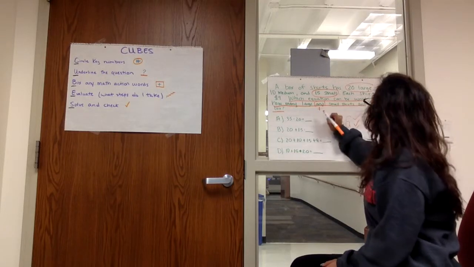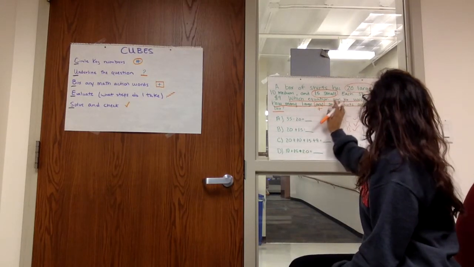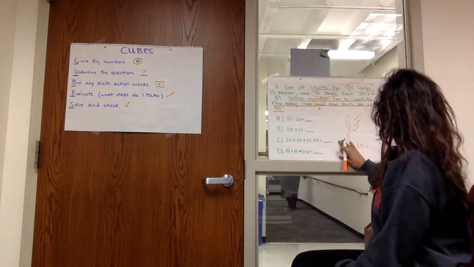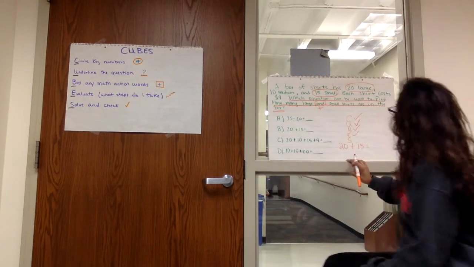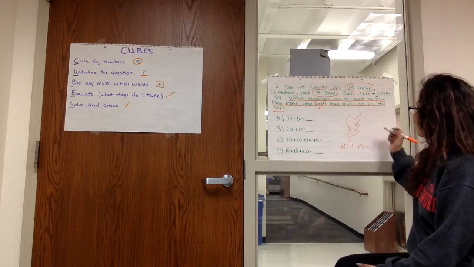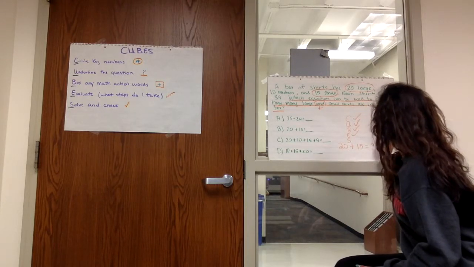So now we're going to evaluate it. So we have our 20 large and our 15 small, and we're going to write it out in our solve section. So we already have evaluate. So 20 large plus 15 would equal 35 shirts.